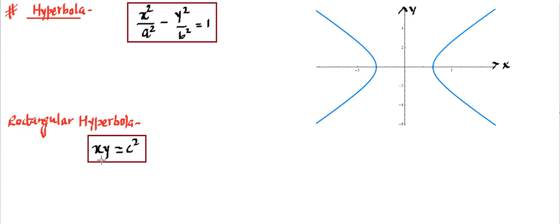Here x and y are the variables that we know. c is a constant, so c square is basically positive. So xy is equal to some positive number will become rectangular hyperbola. And how it looks like, that means how the picture or the graph of this rectangular hyperbola is, we can see from there. So this is going to be, let's say, x and y coordinate axis that we know, and let's draw this.